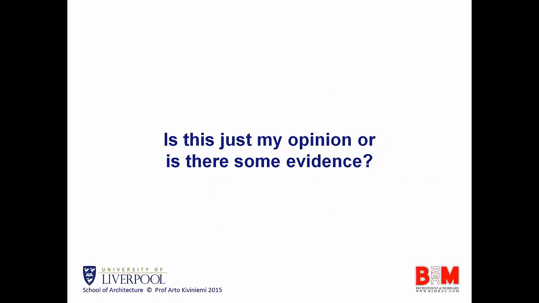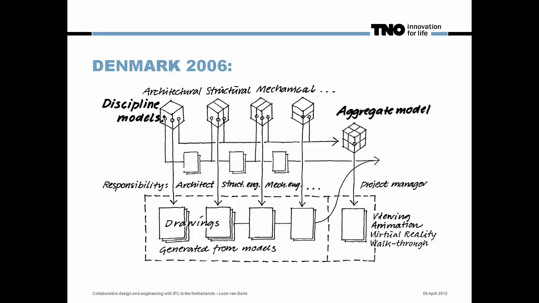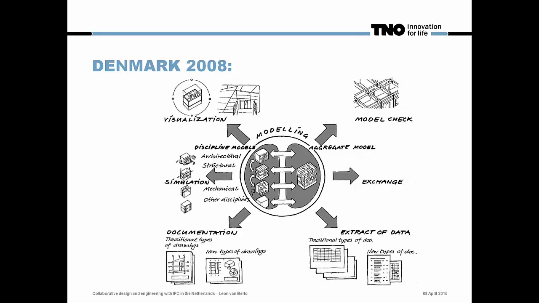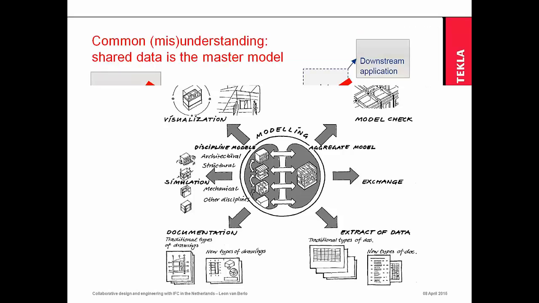And when I make this claim that there is no central model, or that it's impossible to work in one model, is it just my opinion, or is there some evidence showing that I'm right? There is actually quite a lot of research on that. This is from Denmark from 2006, where they were looking at the working environment. Later they made another test in 2008, with the same basic principles: you have these discipline models, and then for coordination purposes you combine them.